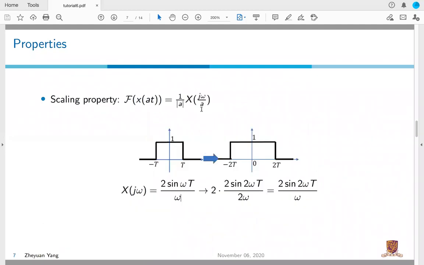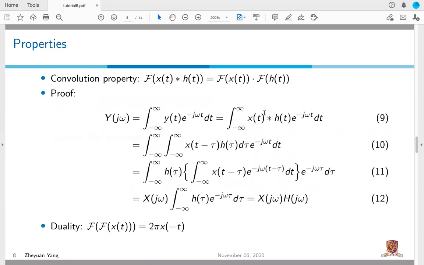I didn't show the proof of the scaling property, but you can check it in the lecture notes. So here is the convolution property. Say the output of our signal y(t) is equal to the convolution of x(t) and h(t). The continuous time Fourier transform of the convolution signal will be equal to the product of the continuous time Fourier transforms of these two signals.